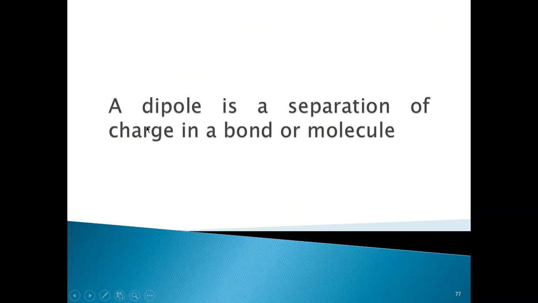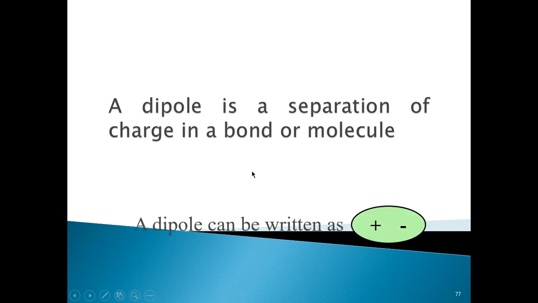Here's another definition related to polarity: a dipole. When we talk about a dipole, we're talking about a separation of charge in a bond or a molecule. Now, we're going to talk about molecules later on in terms of a dipole, but for now, what we have been talking about in terms of a separation of charge in a polar bond is a dipole. So, for example, a hydrogen chloride molecule is a dipole. That bond is a dipole because you have a separation of charge due to the difference in electronegativities between the hydrogen and the chlorine atom.